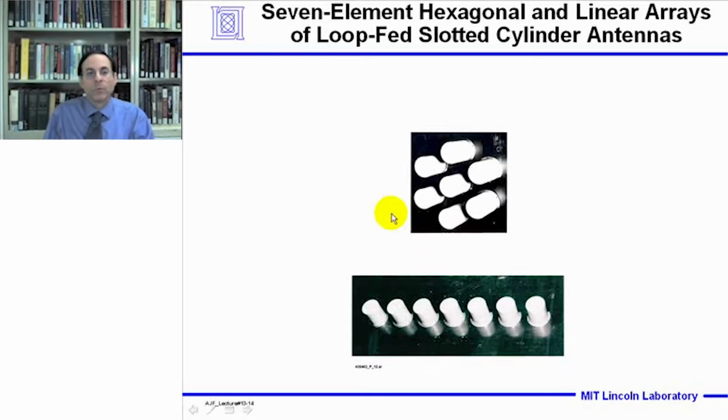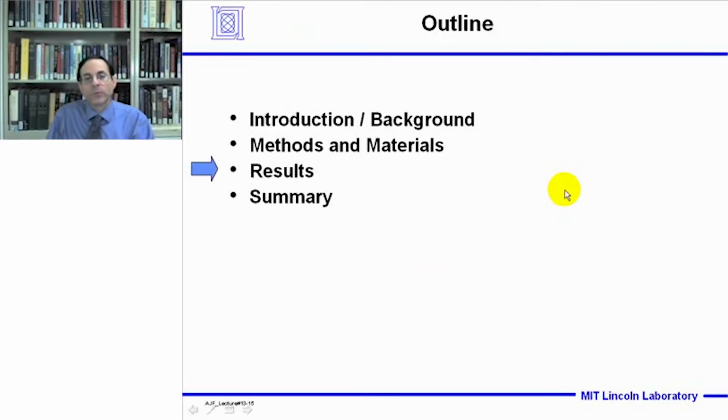This slide shows two arrays that were built. One array is a 7-element hexagonal array, and the other is a linear array. So we'll be measuring the performance of the central element of the array. In both cases, we'll measure the mutual coupling to the surrounding neighbors. We'll show the element gain patterns and return loss. So let's show some results.